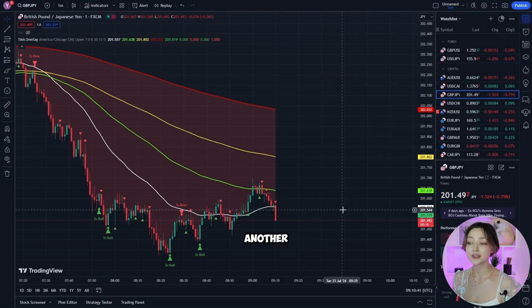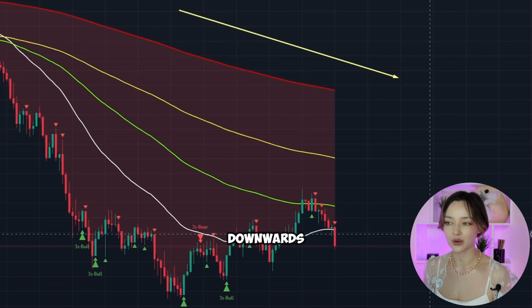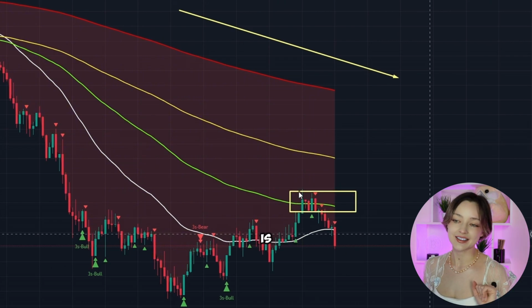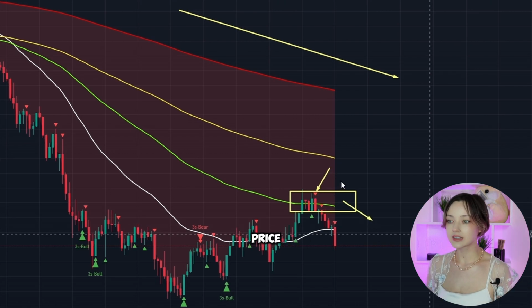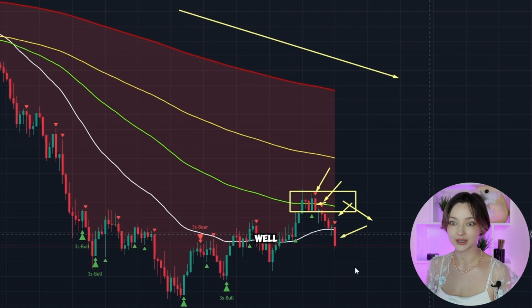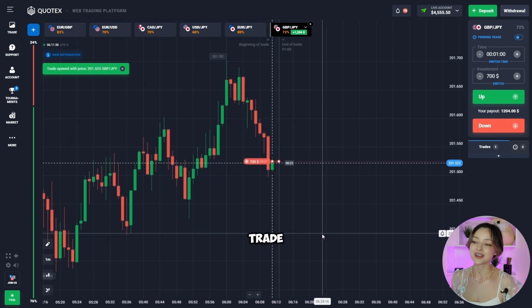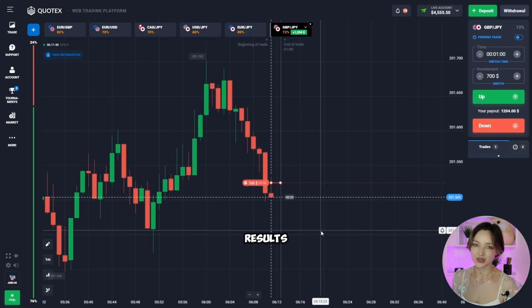And I found another situation to place a trade within. The first thing I couldn't help but notice is that the overall course is downwards. The second thing I see is that we have a downward motion from this resistance level. In addition, I can see 3 signals here indicating the price is going to go down, along with incredible momentum candles confirming seller strength just as well. So let's place a trade. My trade is placed. Let's wait for the result.